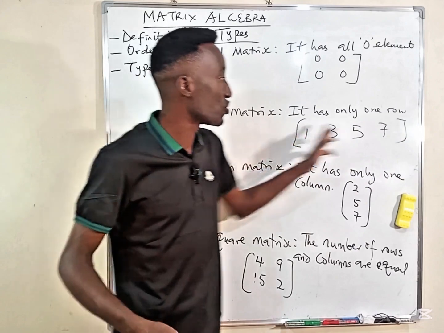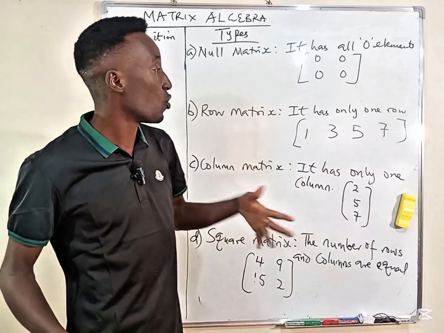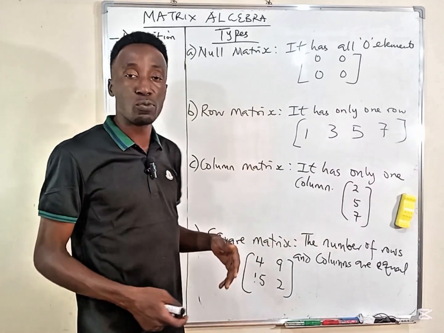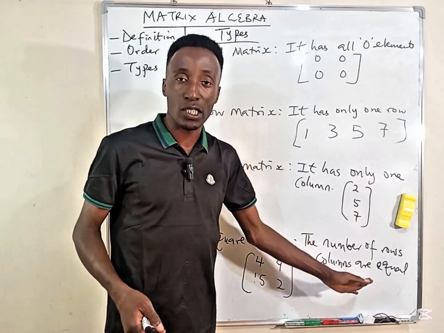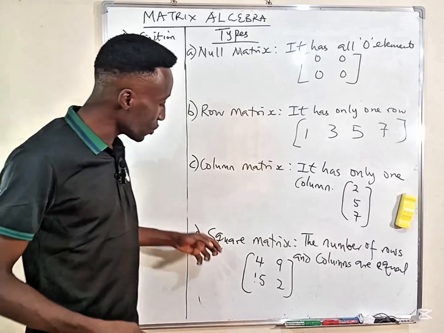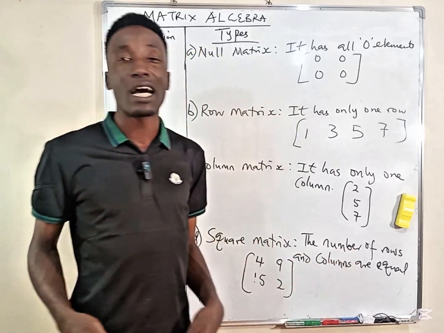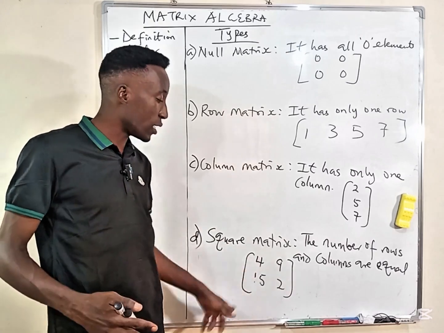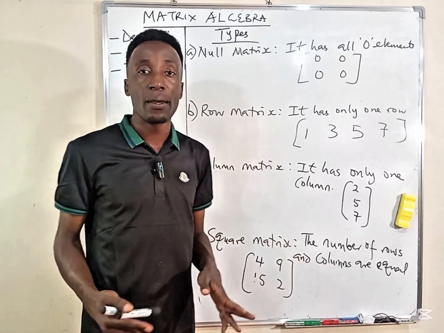In this case you have just a single row, and although we have 4 columns here, irrespective of the number of columns, so long as it has one row, it's called a row matrix. Then we have the column matrix. A column matrix has only one column, irrespective of the number of rows. We have the square matrix, where the number of rows and columns are equal. So we have 2 rows and 2 columns. In a case like this, we have what we call a square matrix.